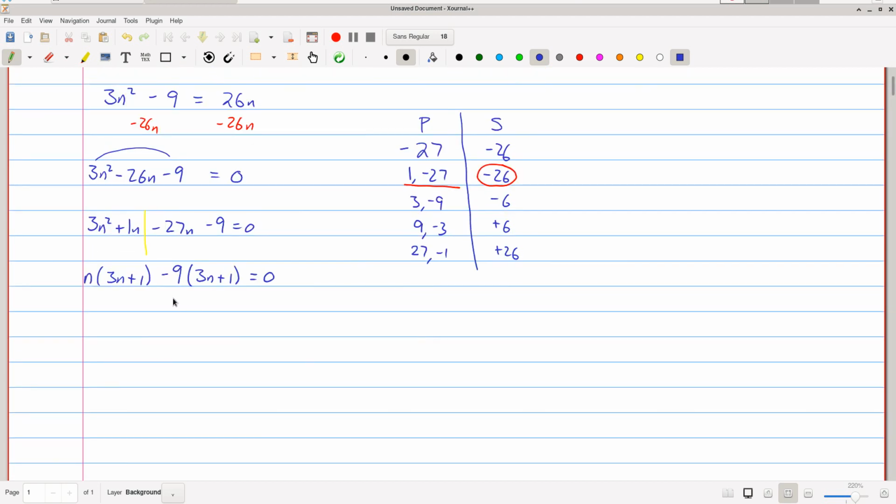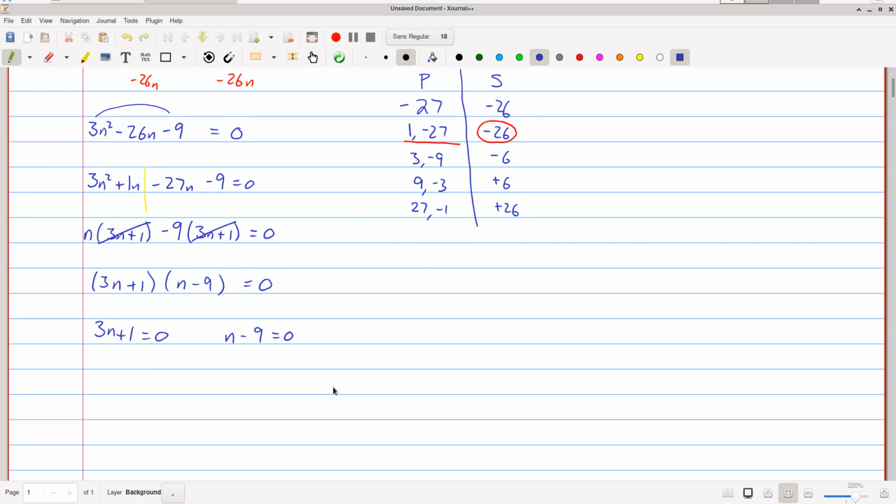Now, big picture, common factor, I see that these both have a 3n plus 1 in common, so we can factor that out to the front. And after you've factored out the 3n plus 1, what's left in the parentheses will be n minus 9. Okay, so now that we've got it factored, we're going to use the zero property. And this means that either 3n plus 1 equals 0 or n minus 9 equals 0.